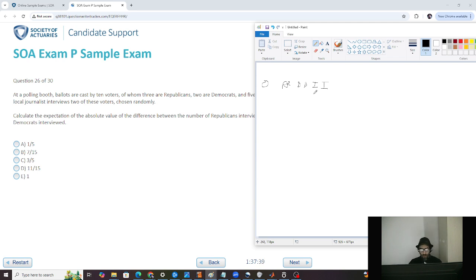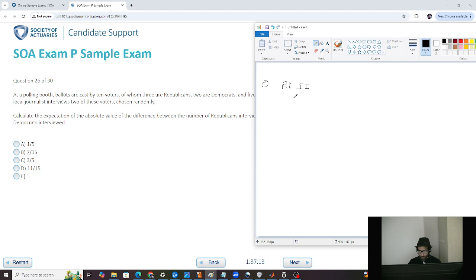2 Republicans, right, 2 out of those 3. That's 3 possibilities. 2 Democrats. Sorry, wait a minute. No, sorry. No, it's RD or II. That's what will get you a 0.